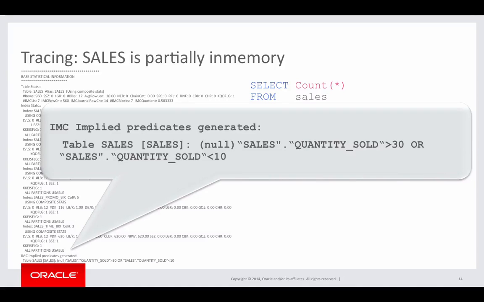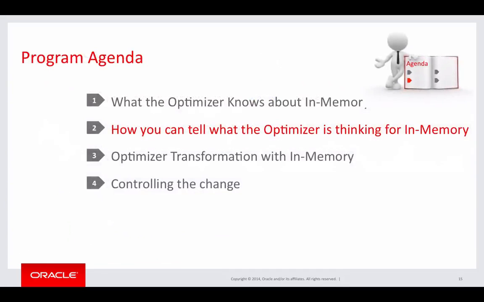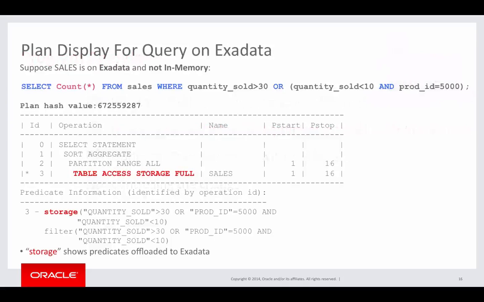Based on that information, we'll then apply the additional where clause predicates to those corresponding entries in the other columns in the column store and get a much more efficient execution plan for our query. So how can I tell what the optimizer is thinking and whether or not it is actually going to pick the in-memory column store?